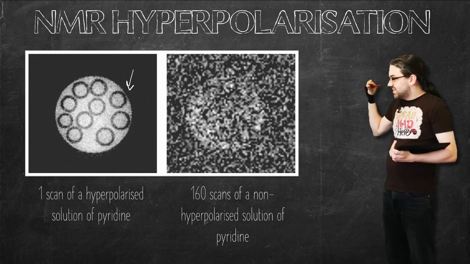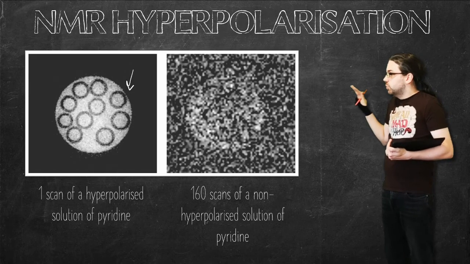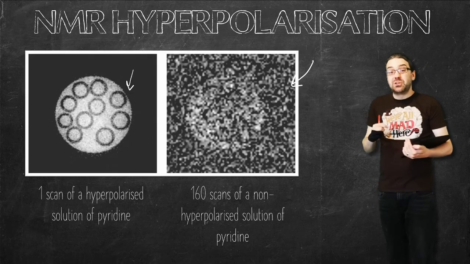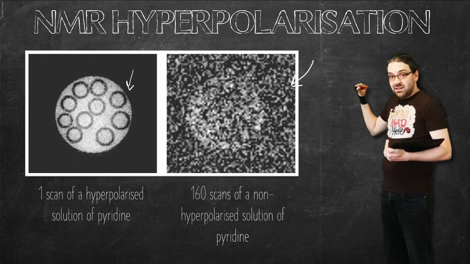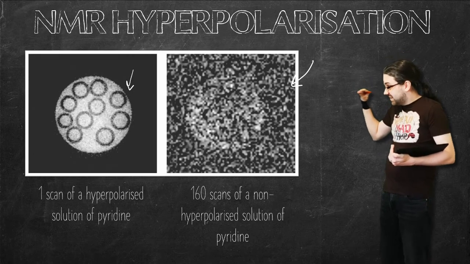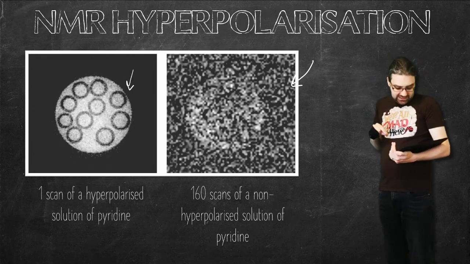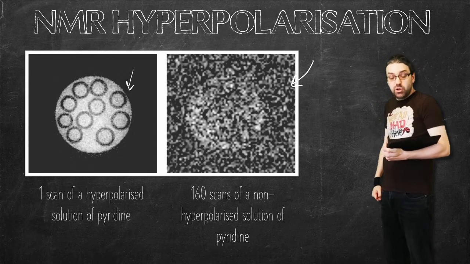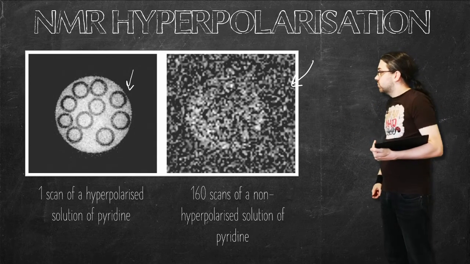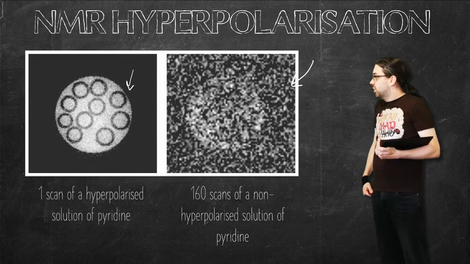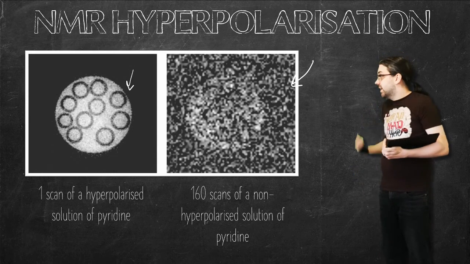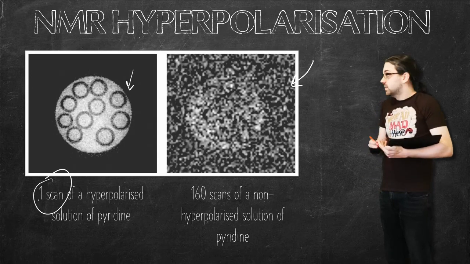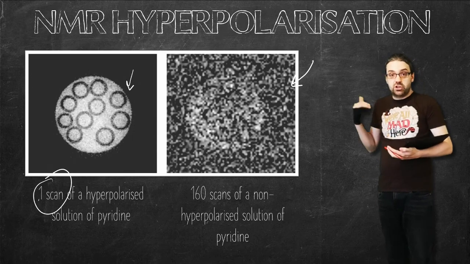So that is a very thin slice through this tube, and we can see it really brightly. Here, it's actually a much thicker slice. The spectrometer is looking at that much rather than a tiny sliver of it. And it's scanned for 160 times. It's doing it 160 times longer, and you can barely see it. So that's trying to pick up pyridine via NMR, but suddenly we're mixing parahydrogen in there and it glows brightly. In fact, it's so bright that one scan is not only enough, it's actually too much.